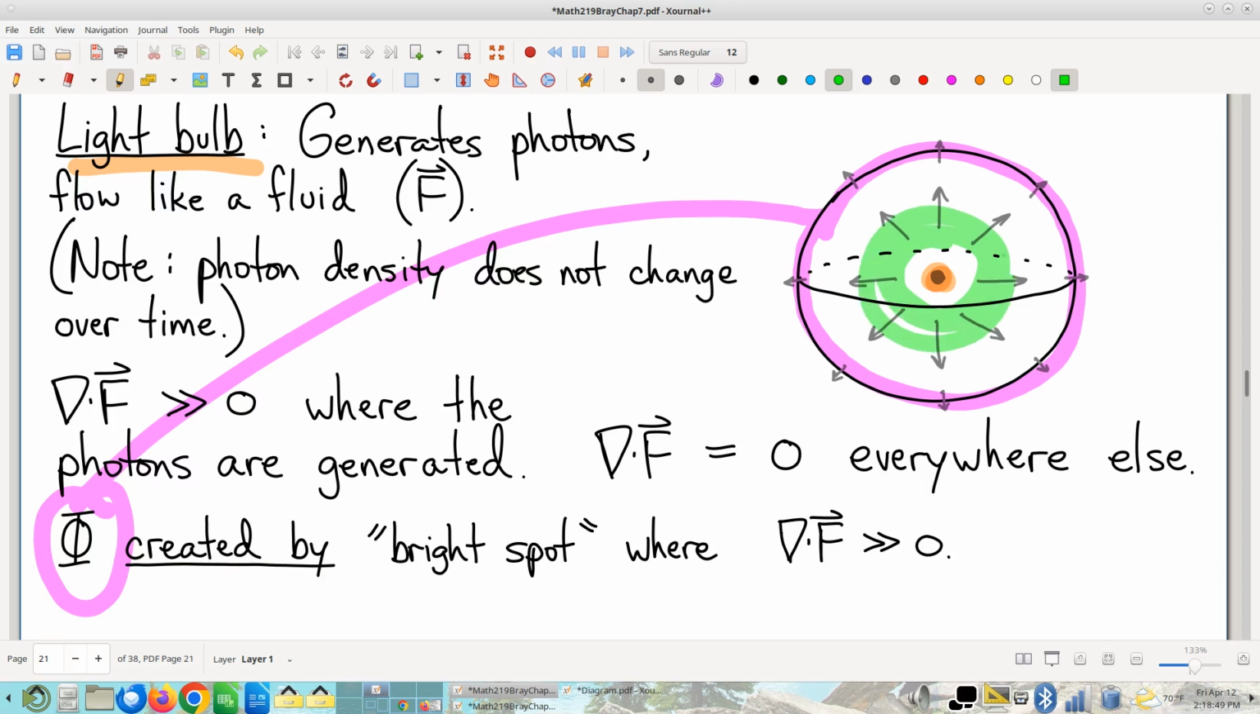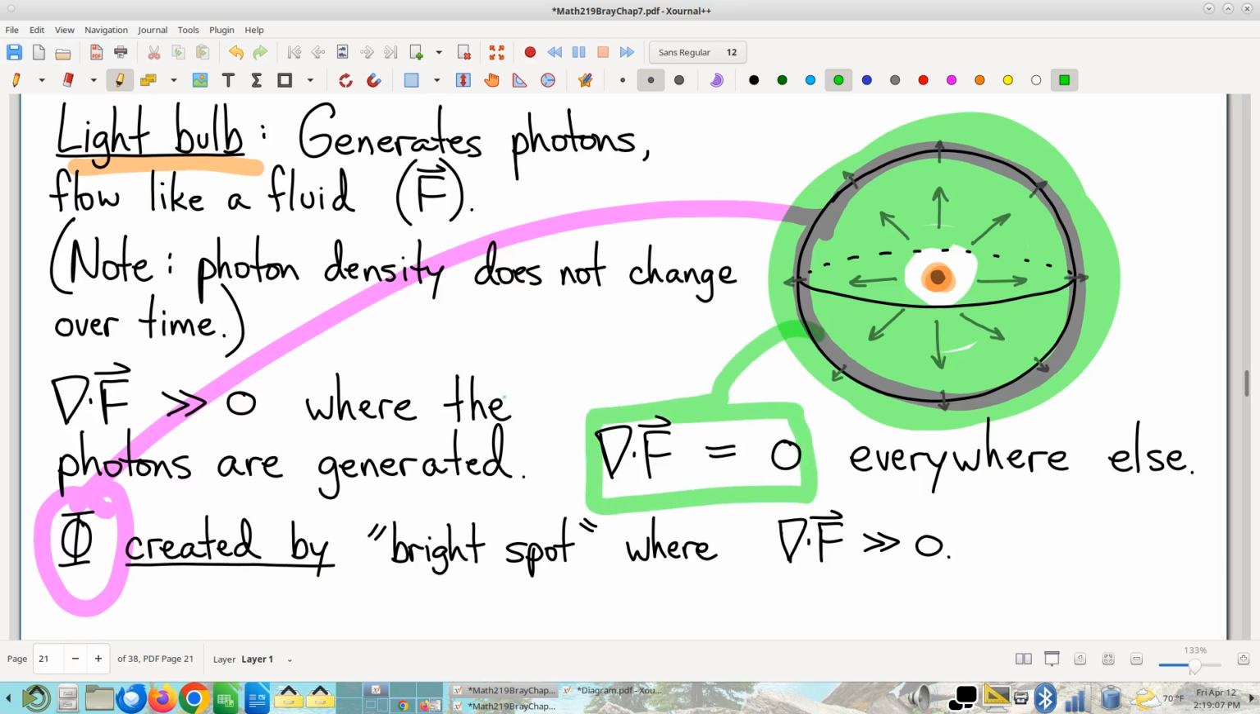If you're looking at points away from where the light bulb is, if you compute the divergence, you will get 0. And this is divergence doing its job. This is divergence saying, okay, I detect where flux comes from, and there's no flux coming from here because there's no light being generated here. There's no light being generated there or there or there or there. That's not where the light's generated.